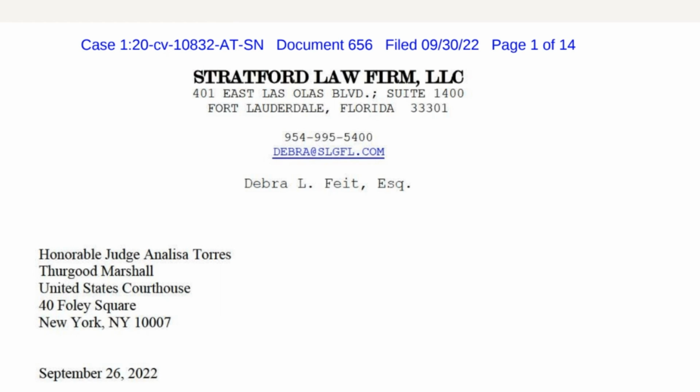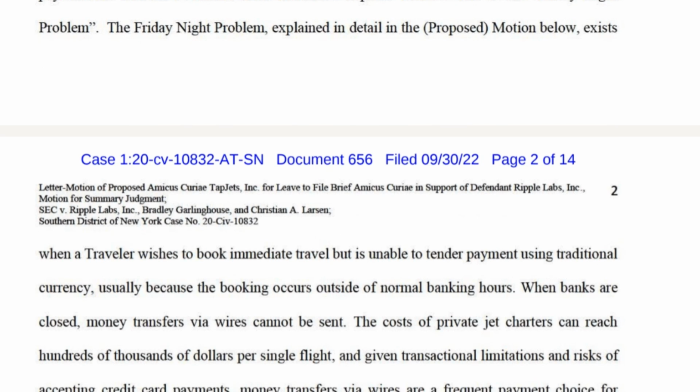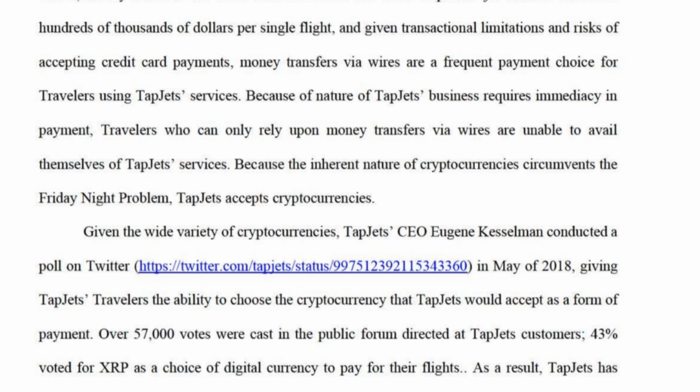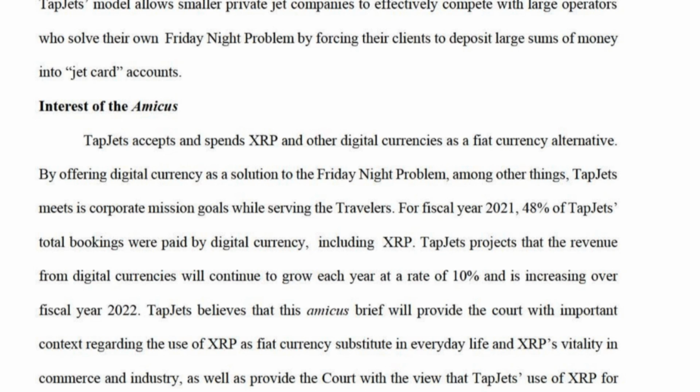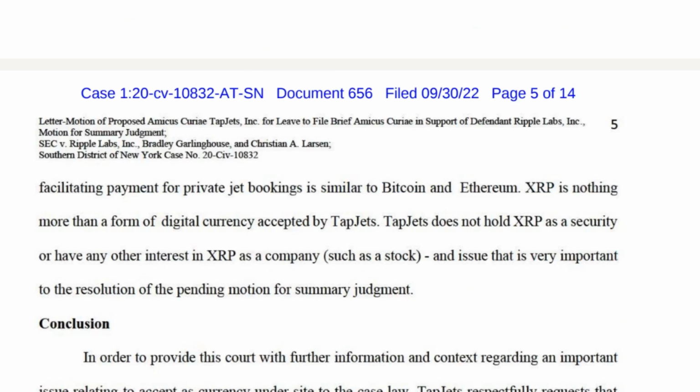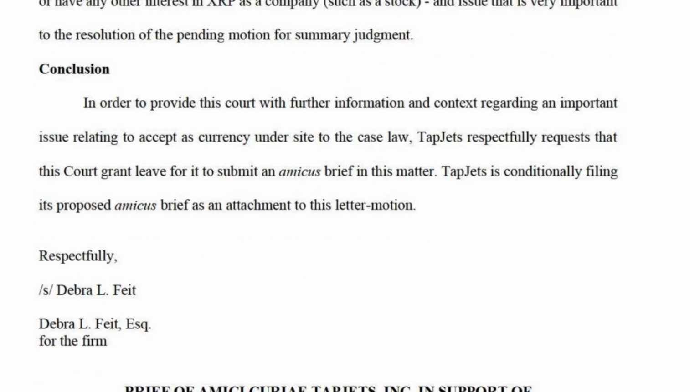TapJets, an airline charter company, has joined iRemit with a request to provide a summary that will demonstrate the usefulness of the XRP token. TapJets, a private jet transportation company, has asked the court to file an application to provide the Ripple blockchain company with a helping hand in its litigation with the U.S. Securities and Exchange Commission. This letter to the court should show the usefulness of the token, which was recognized by the SEC as an unregistered security.